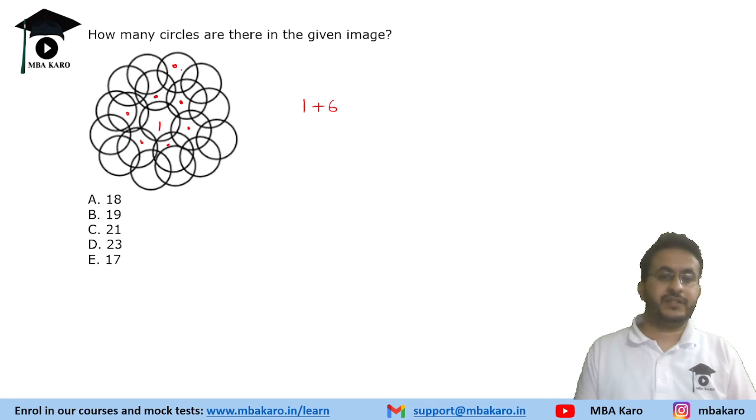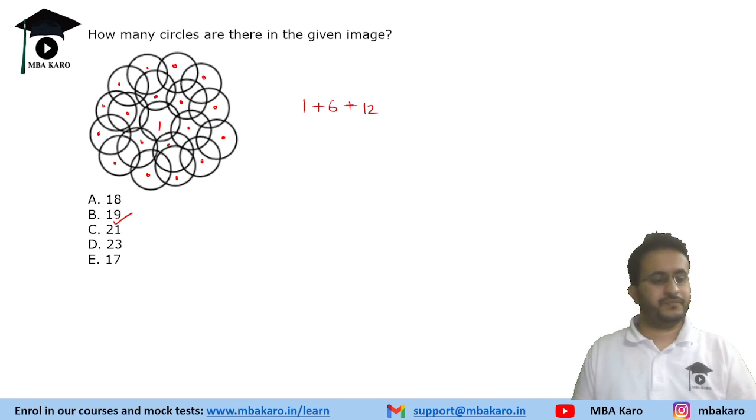Now the outer layer of circles: 1, 2, 3, 4, 5, 6, 7, 8, 9, 10, 11, 12. So 12 on the outer layer. So total of 19 circles. Okay.